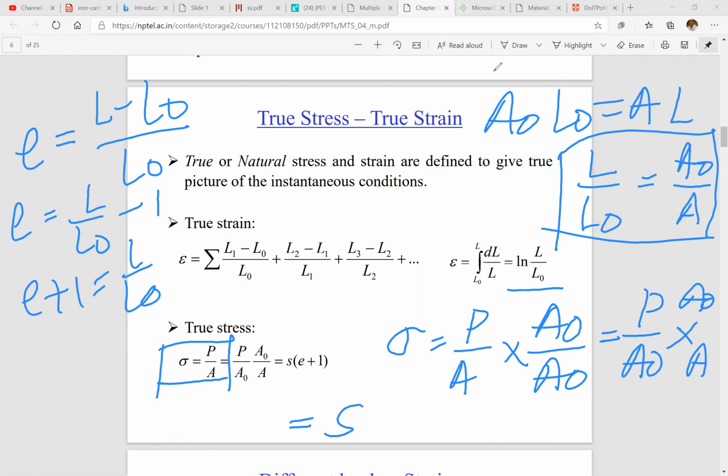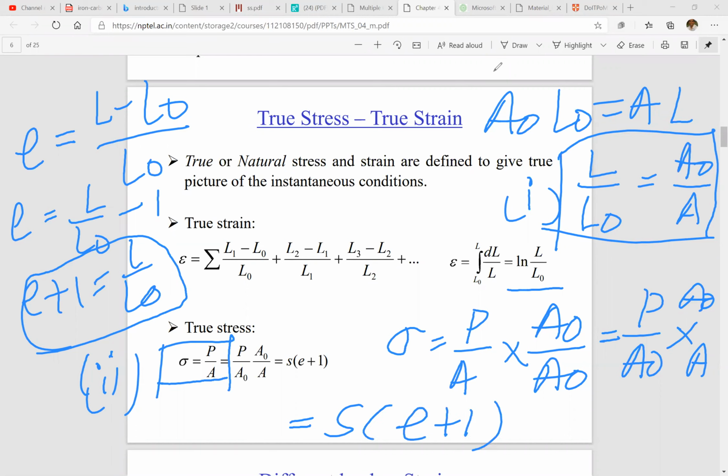See, this is one equation here. This is another equation. This is the first equation, this is the second equation. So the first equation says that L by L0 is equal to A0 by A, and the second equation says that L by L0 is equal to E plus 1. So now we put the equations here: A0 by A is E plus 1. So now sigma, the true stress, is equal to the multiplication of engineering stress and engineering strain plus 1.